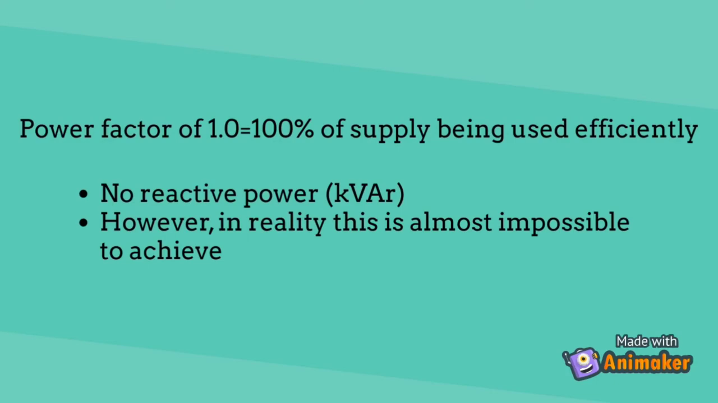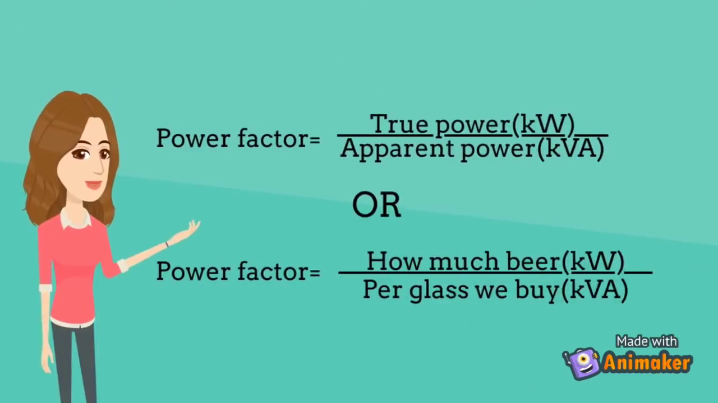Therefore, there is no reactive power, kVAR. However, in reality, this is almost impossible to achieve. Power factor is therefore the ratio of useful power or true power divided by what we are charged for in kVA. So, it's telling us how much value for money we are getting for the power we consume.